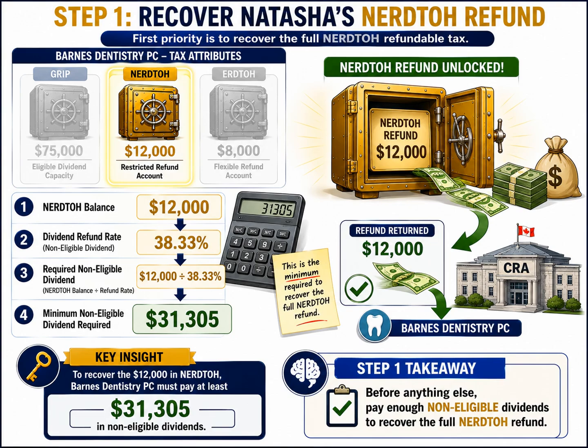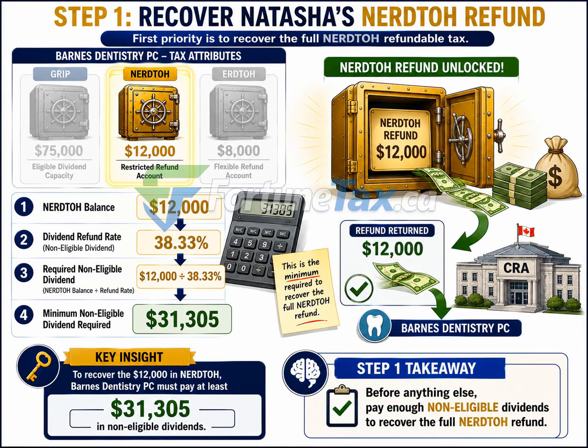Notice the word minimum. The corporation could pay more non-eligible dividends if it wanted to, but from a tax planning perspective, paying more than necessary may not be ideal because non-eligible dividends generally produce a higher personal tax burden than eligible dividends. That's why professional advisors usually start by determining the smallest non-eligible dividend needed to recover the refundable tax.